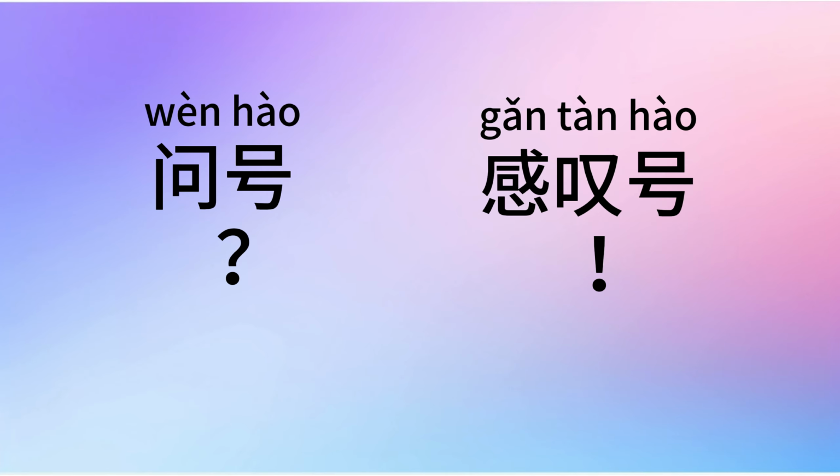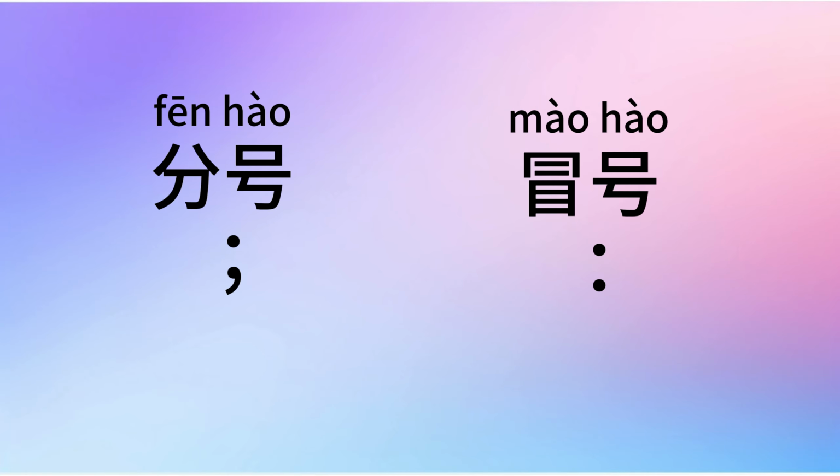Next, again with the same uses as in English, are the question mark and the exclamation mark. The question mark is used at the end of a question. The exclamation mark is used to emphasize emotion, strong emotions. When it's used after a sound character, it means the sound is really loud. And the same goes for the semicolon and the colon. They have the same uses, and they even look the same, just like the question mark.